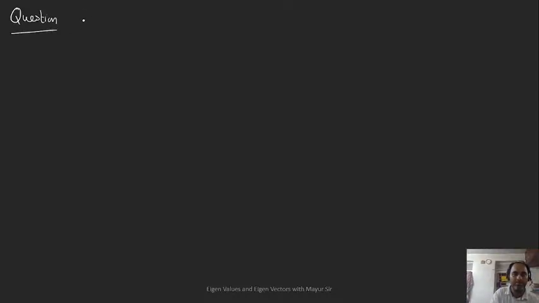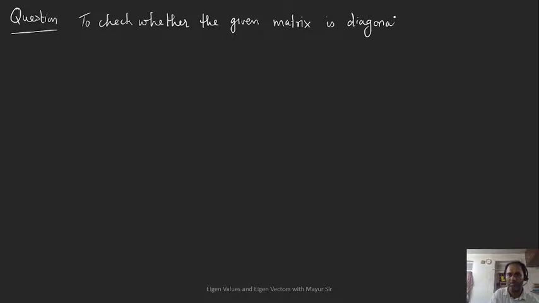is to check whether the given matrix is diagonalizable or not. I'm sorry. Okay, now how do we do this?